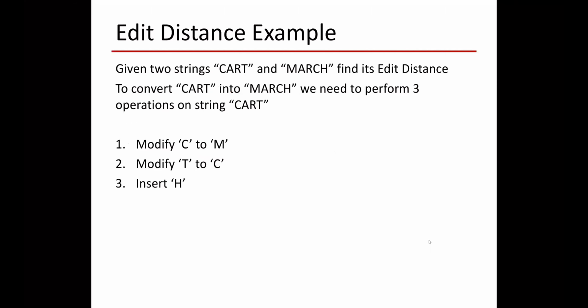Okay, let's solve the problem. Given two strings, cart and march, find the edit distance to convert cart into march. We humans can do it quickly in 3 steps. How? I want to make cart into march. What's the best way? Convert C to M, keep A and R, convert T to C, then add H. With the cost of 1, 2, 3, the edit distance of string 1 and string 2 is 3. I can quantify this.